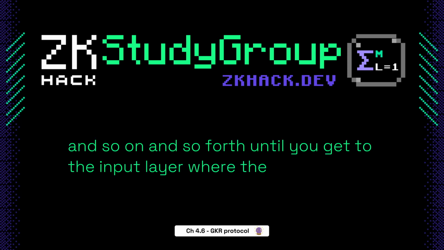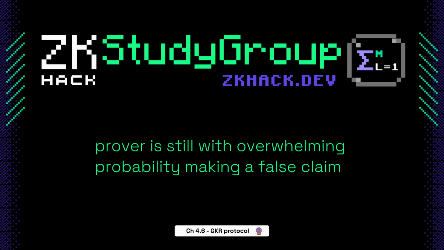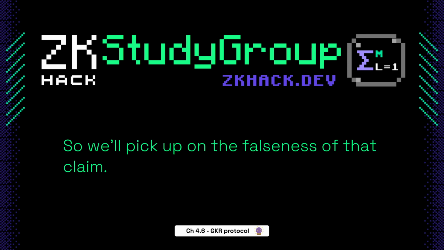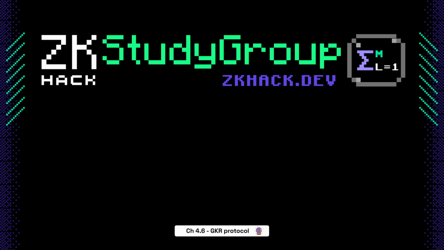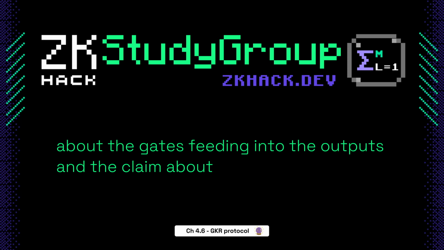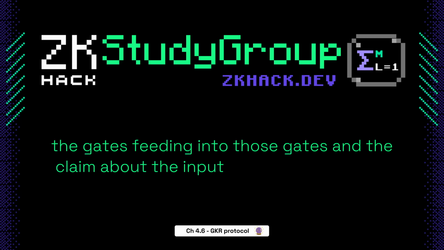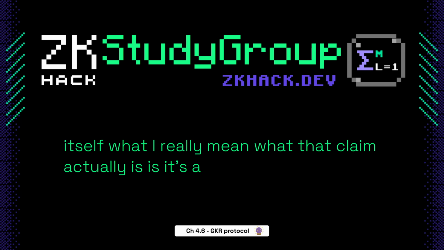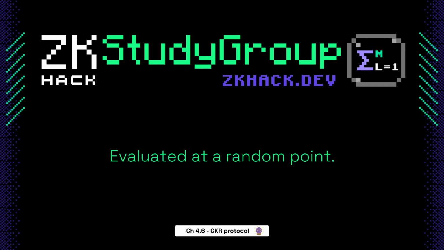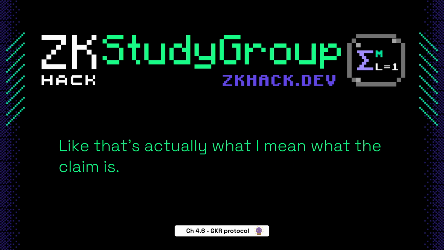and so on and so forth until you get to the input layer, where the prover is still, with overwhelming probability, making a false claim. And the verifier checks that final claim about the inputs directly, so we'll pick up on the falseness of that claim. And the other thing I want to unpack is when I say, quote, a claim about the gates feeding into the outputs, and a claim about the gates feeding into those gates, and a claim about the input itself, what I really mean, what that claim actually is, is a claim regarding the multilinear extension of those gate values evaluated at a random point. That's actually what I mean.